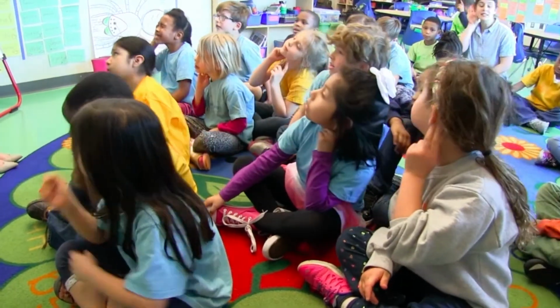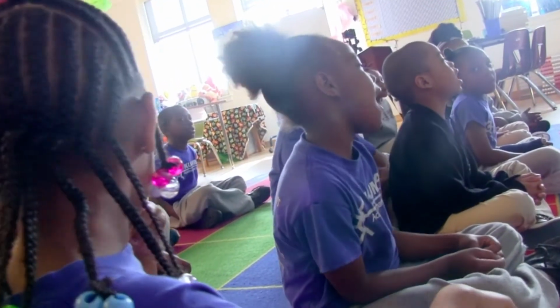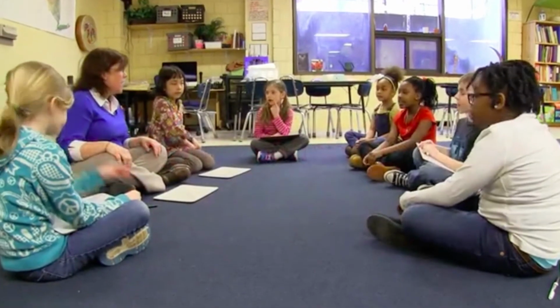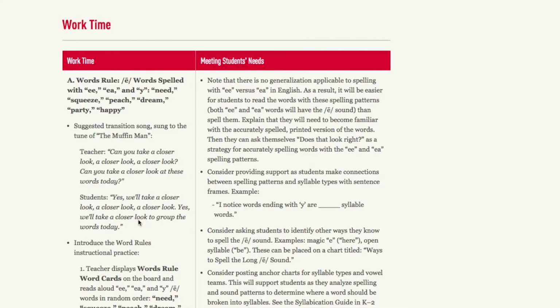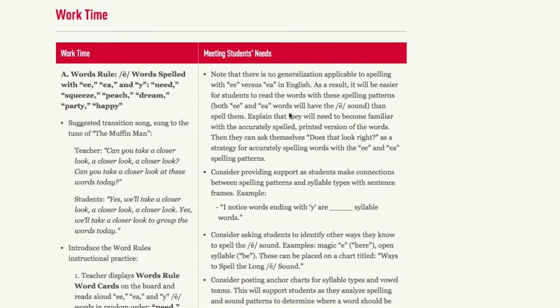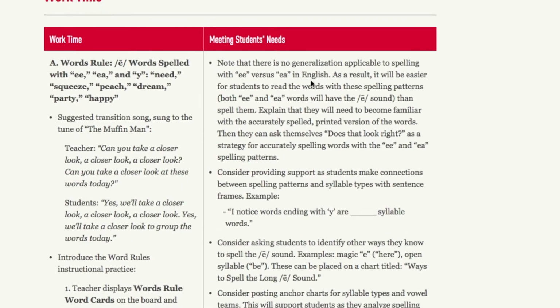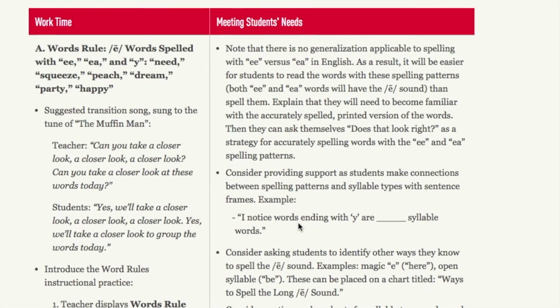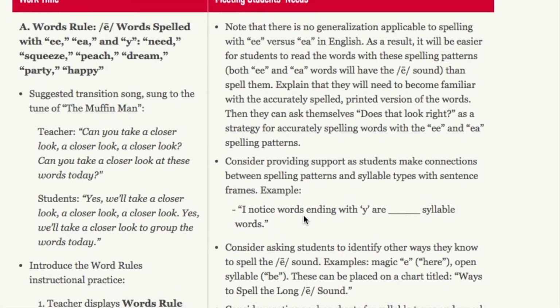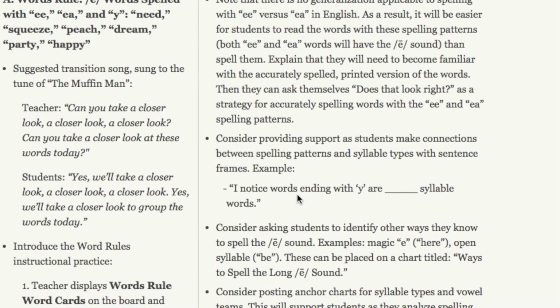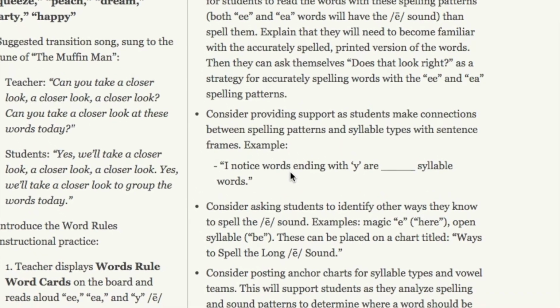You might add some words, create your own version, or make it into a chant. What is important is that the students know what to expect for each activity and that you're thinking of ways to make the activities joyful and appropriate for primary students. Now you'll notice to the right of the opening and the work time a section called Meeting Students' Needs. This section offers tips for differentiating that portion of the lesson for below grade level, above grade level, and ELL students.